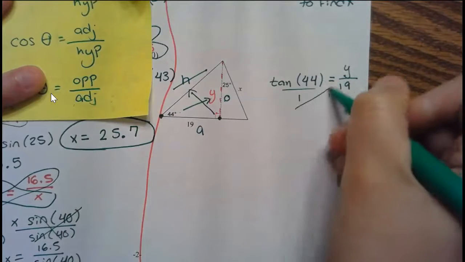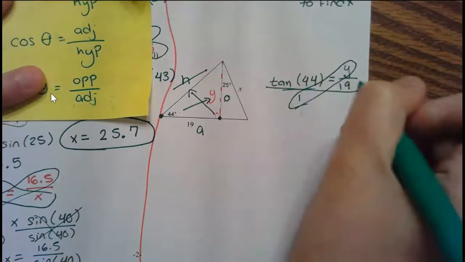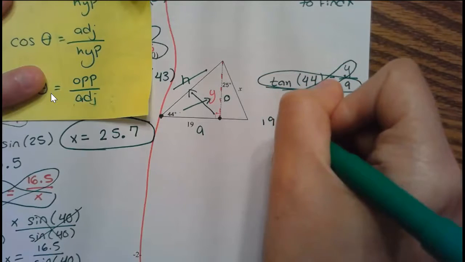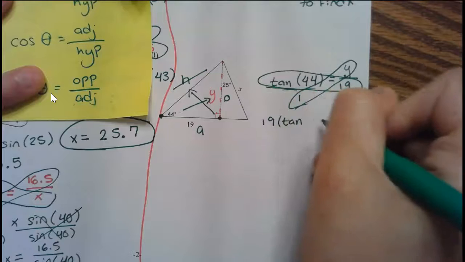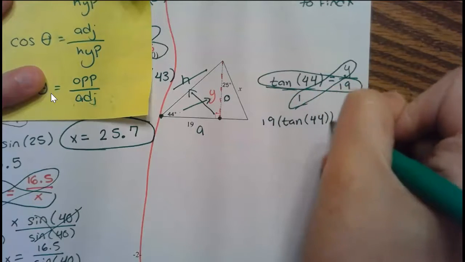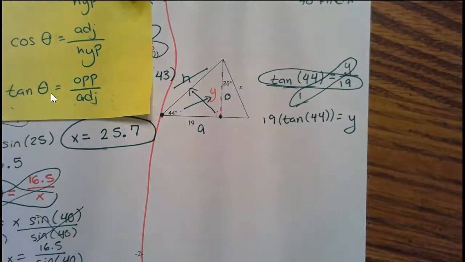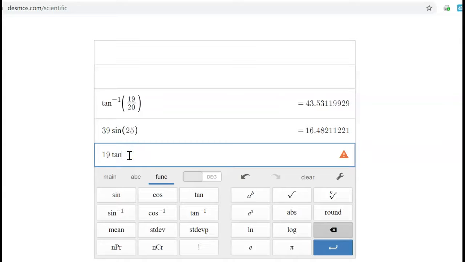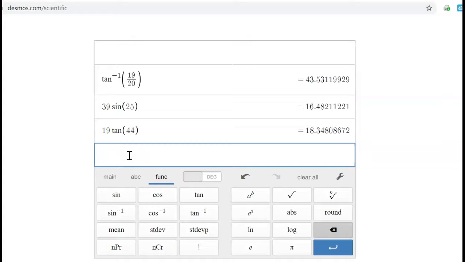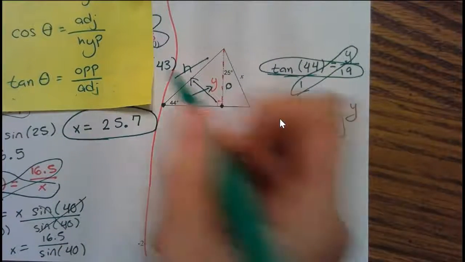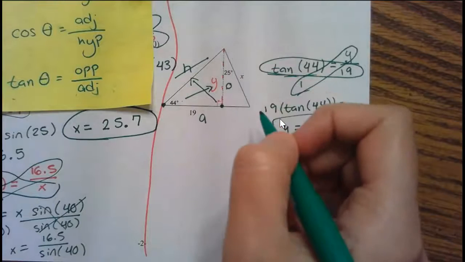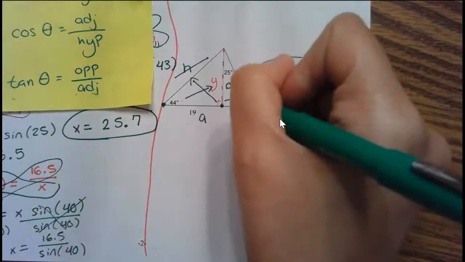Cross multiply. And we can plug that in the calculator. So our answer is y equals 18.3, because that rounds down. And we will have to plug that in to find x. So I come back over here. We now are looking for this side. I'm going to do the same things.